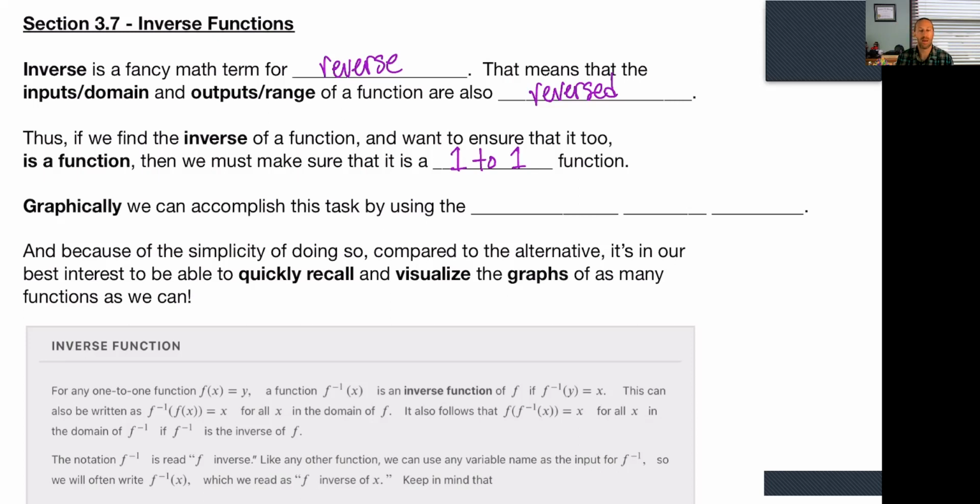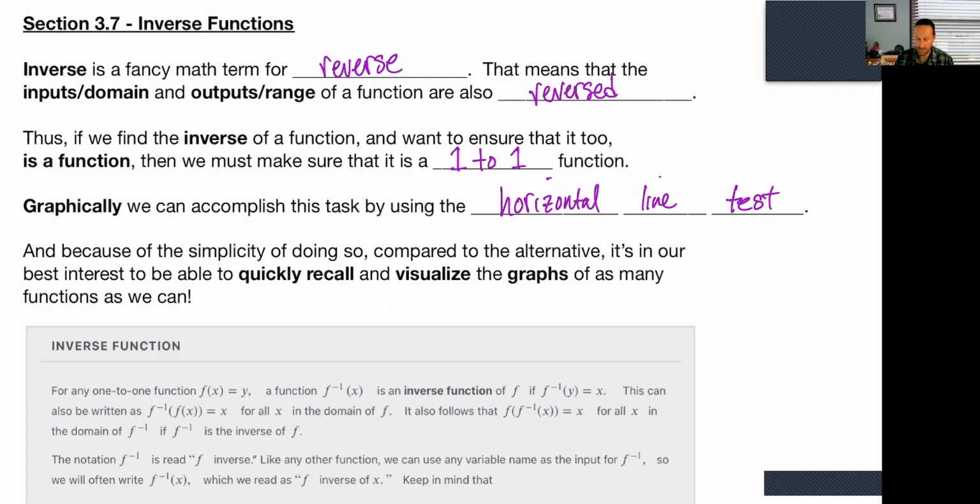Okay? And if we have a graph, we can very quickly and easily check to see if it's a one-to-one function by using a little thing called the horizontal line test. Now remember, we used the vertical line test to see for each and every x, did it only give me one y value? Well then, to do the reverse, we would use the horizontal line test to see if each and every y only mapped to one x. Pretty simple if you really think about it. Hopefully it makes sense. All right.